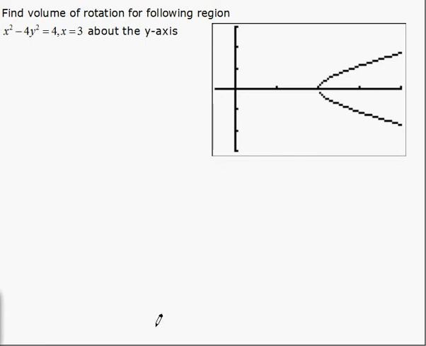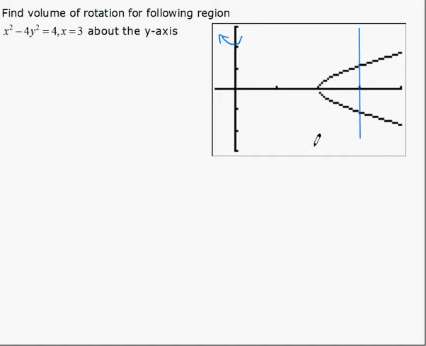In the following example, we're asked to find the volume of rotation, rotating the area bound by the curve x squared minus 4y squared equals 4, x equals 3 about the y-axis. So if we begin by drawing x equals 3 on our curve, here's x equals 3, we're rotating this region in here around the y-axis. So we'll indicate our axis of rotation here.